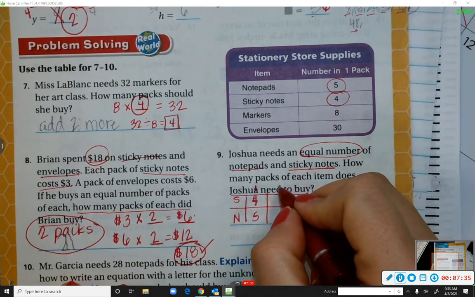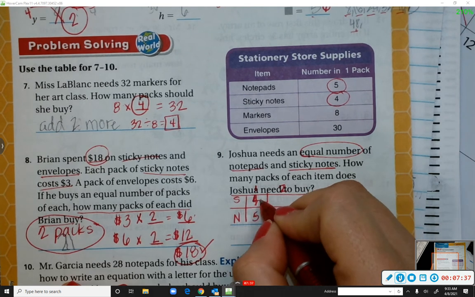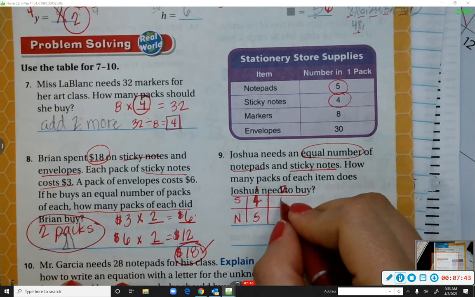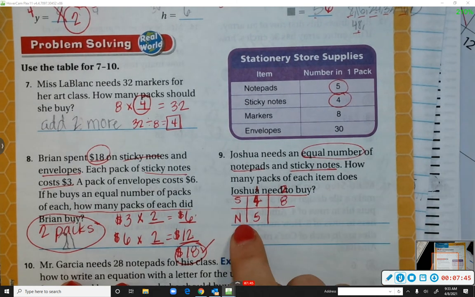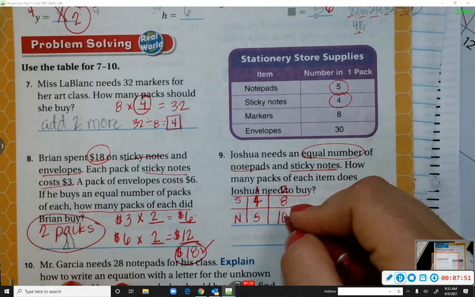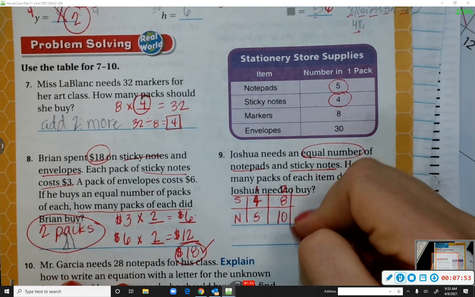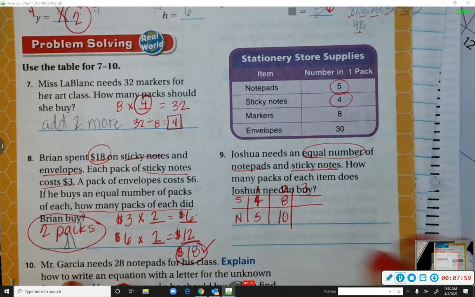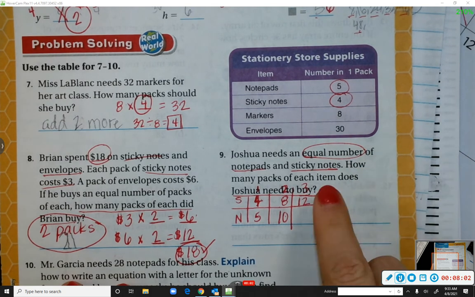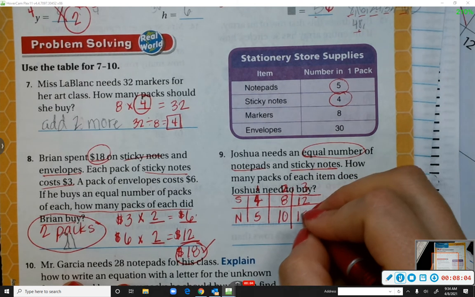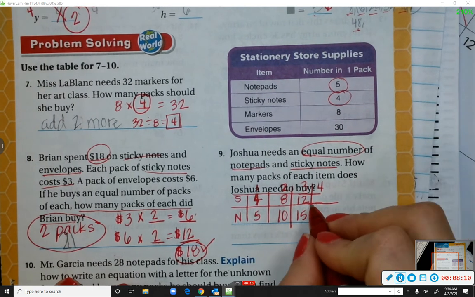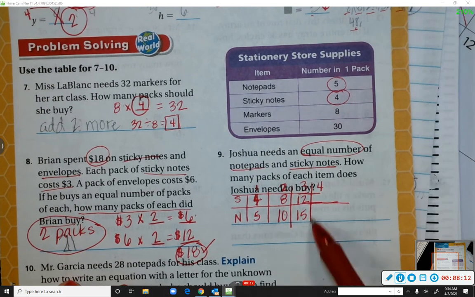If he buys 2 packs, what does this become? Evangeline? 8. And 2 of the notepads becomes what, David? 10. Okay, are these the same, 8 and 10? No, so we have to keep going. So now if he buys 3, 3 times 4 would equal 12, and 3 times 5 would equal 15. Okay. Do we see any numbers that are the same?